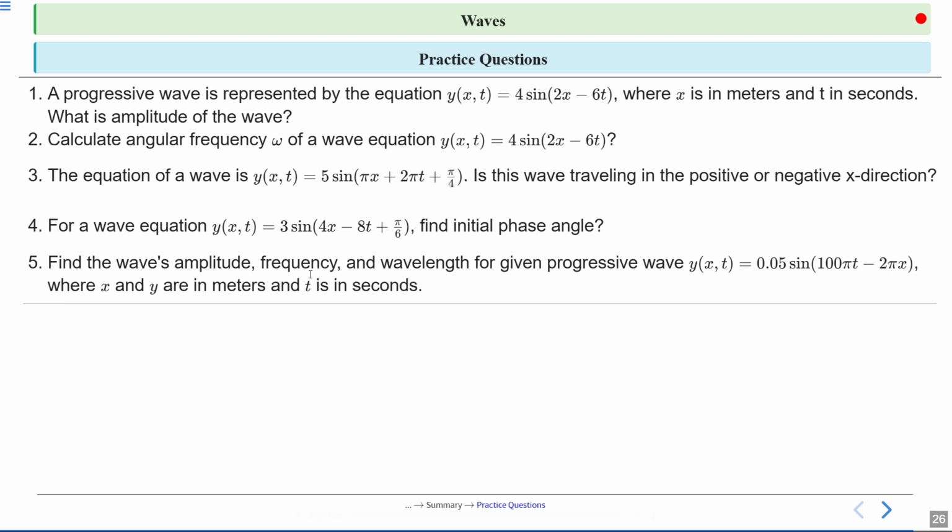for a given progressive wave y of x, t equal to 0.05 sine 100 pi t minus 2 pi x, where x and y are in meters and t is in seconds.